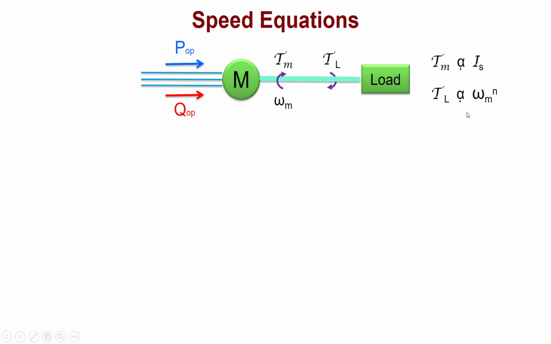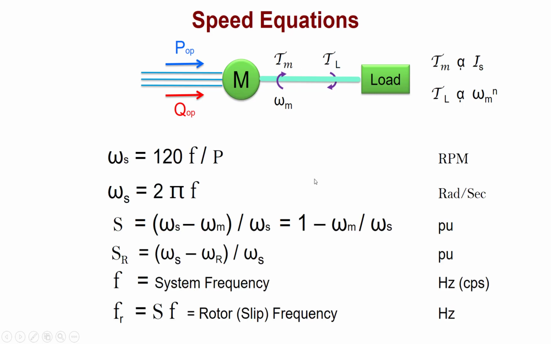Most loads are either second order or omega m to the power of 2 or 3, or a combination of them. Under steady state operation, T sub m has to be equal to T sub L. So these are the general speed equations. The synchronous speed is 120 times F divided by the number of poles. That is in RPM. In radians per second it is 2 pi F, and that's the frequency of the system that is applied to the stator winding.